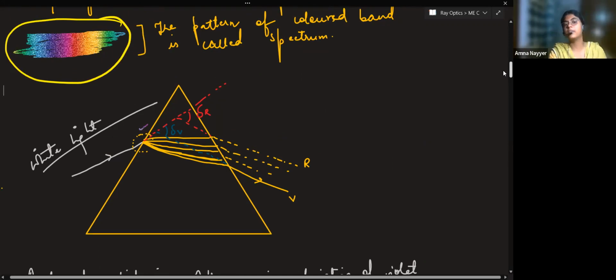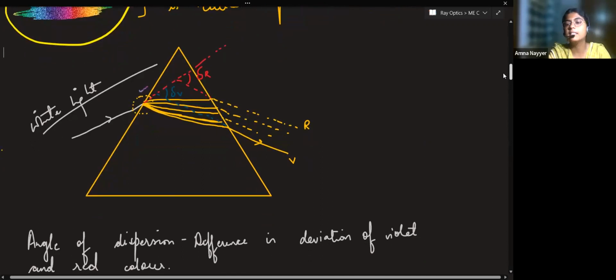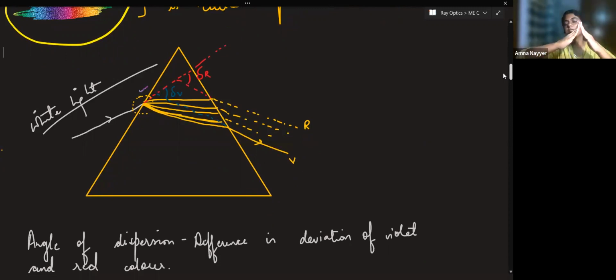Now, the difference between the deviation that has occurred in red color and the deviation that has occurred in violet color is known as the angle of dispersion. So one was the angle of prism, the inclination between the two plane surfaces. Then there was the angle of deviation, by which the incident light ray had bent. Then there was the angle of minimum deviation, where one of the values of the angle of deviation had the minimum value. Now is the angle of dispersion. This is the difference between the angle of deviation of red and violet. So do not get confused between all the angles that we have.